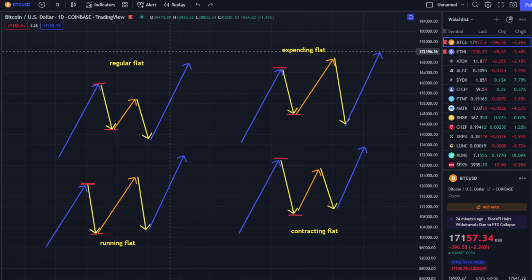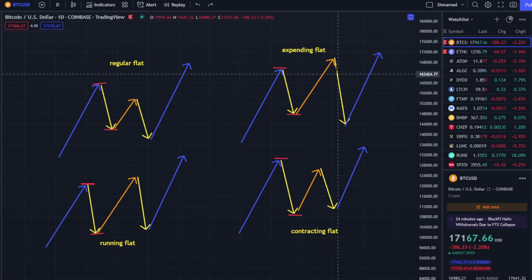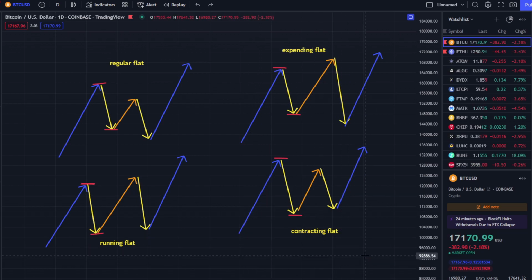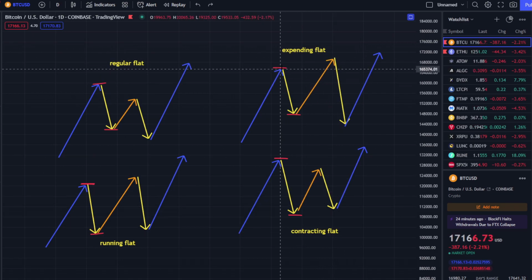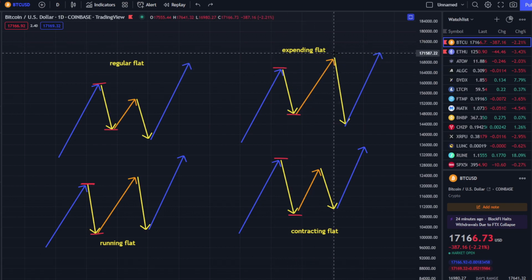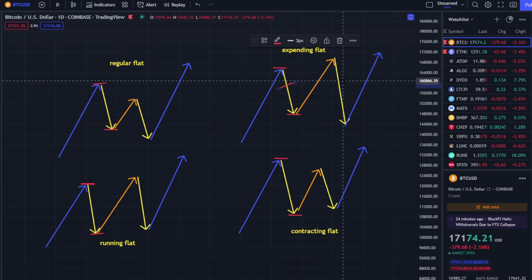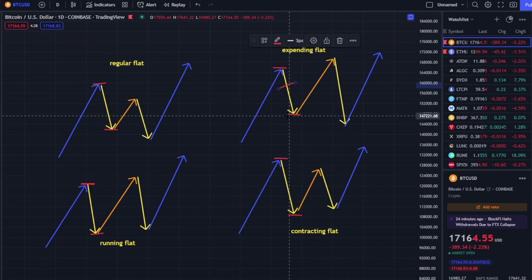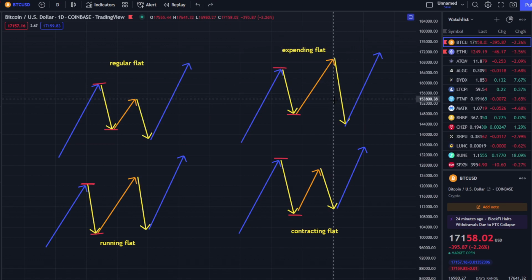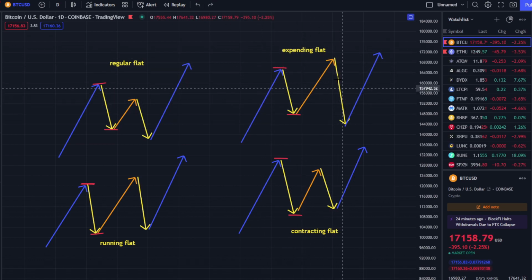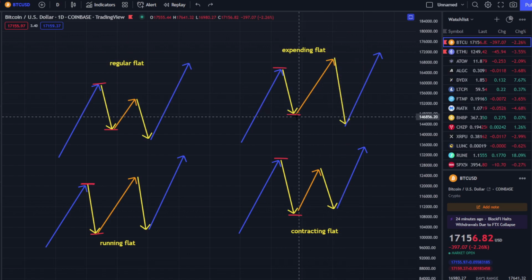All you need to know is that these are the 4 corrections, and the 2 corrections that don't happen a lot of the time are probably the expanding flat as well as the contracting flat. So with this one, for example, the expanding flat breaks the top, but the dump that you get to match this first retracement comes down and breaks the bottom as well.